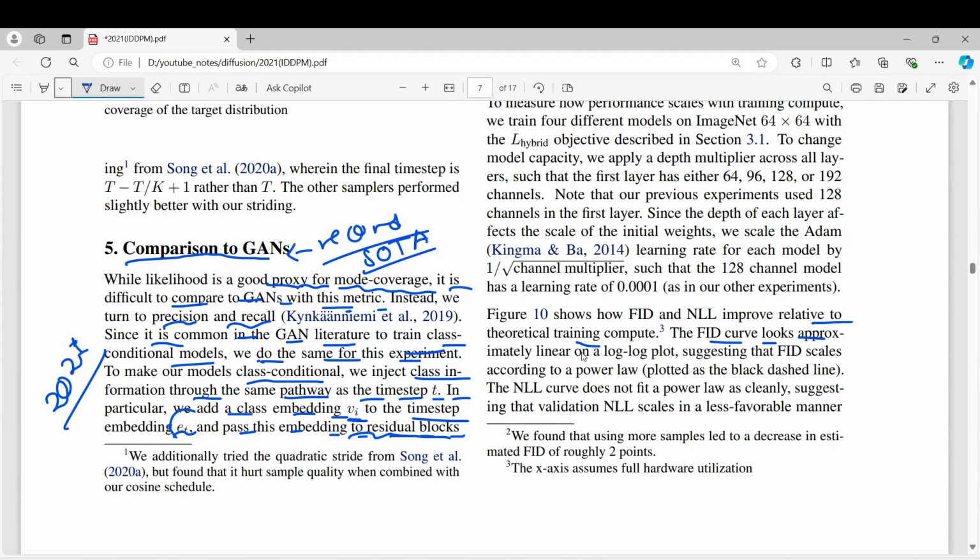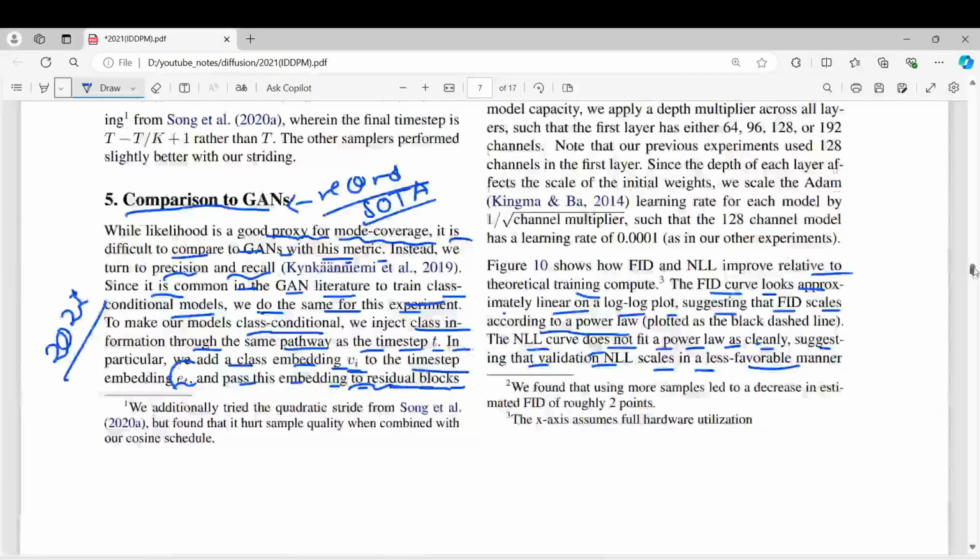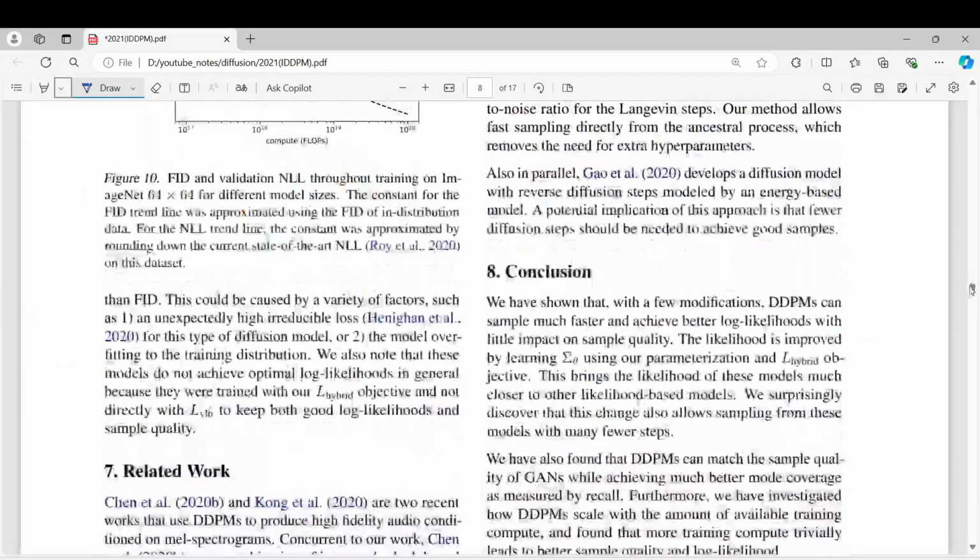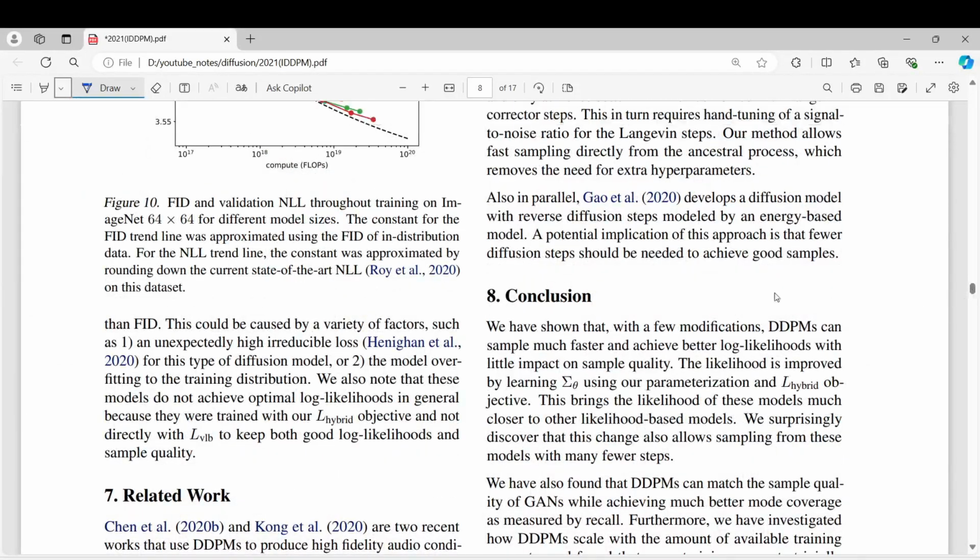FID curves look approximately linear on the log plot, suggesting that FID scales according to a power law, but the NLL curve does not fit a power law, which suggests that validation NLL scales in a less favorable manner. So the NLL curve does not fit the power law, but FID does. One possible reason is an unexpectedly high irreducible loss for this type of diffusion model.